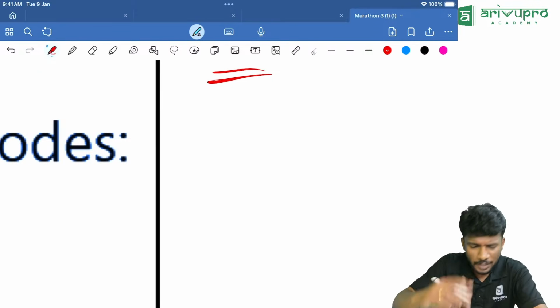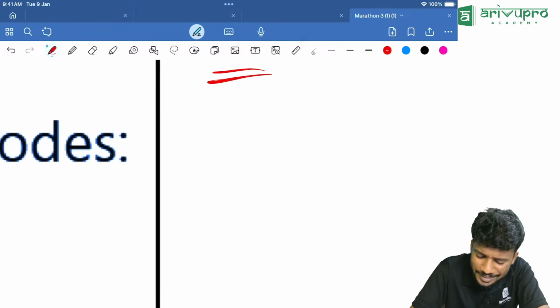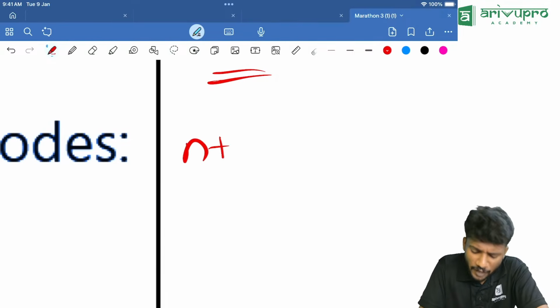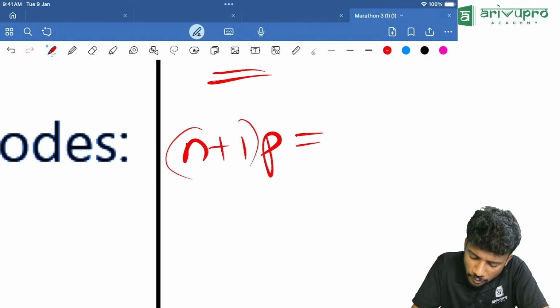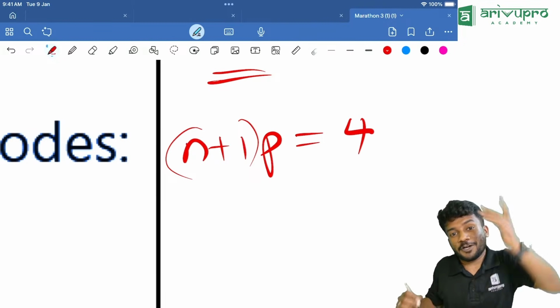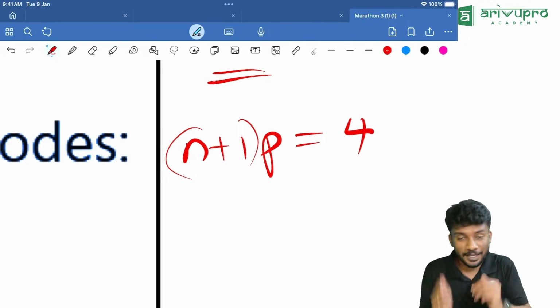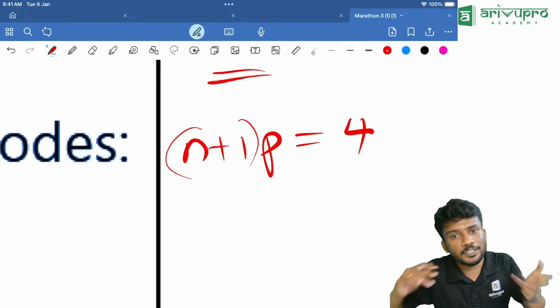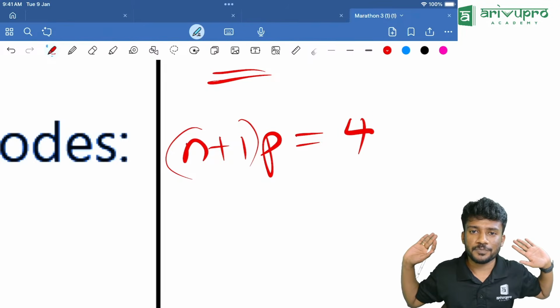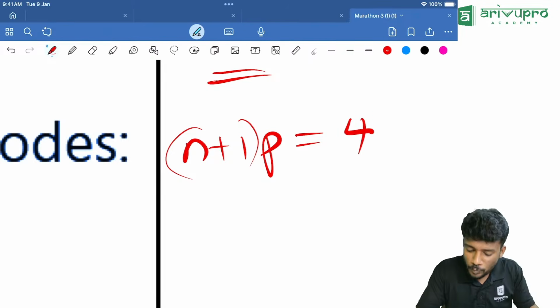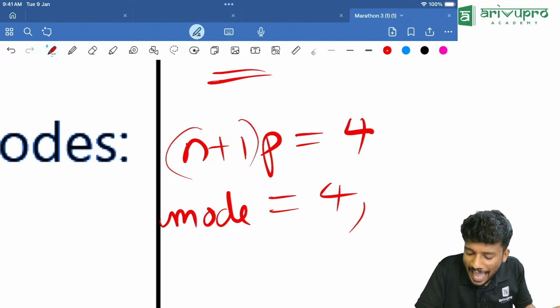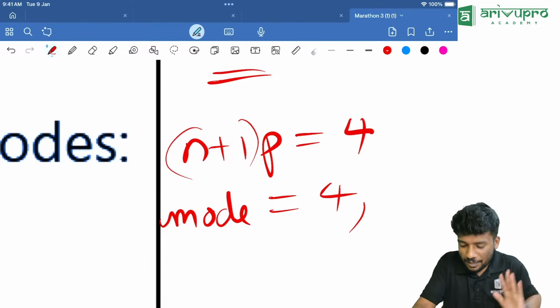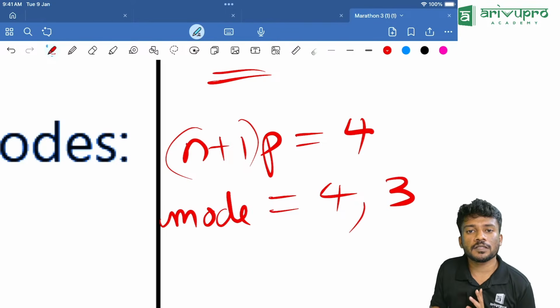Okay, now I am asking you another question. The question is like this. When you are finding (n plus 1) into p, we are getting it as 4, and one of the options is 4. You will go directly and write option A, 4 is the answer. You will get negative marking, people. That is wrong. Mode is what? Mode is equal to 4 and 1 less than 4. That is how much? 4, 3.